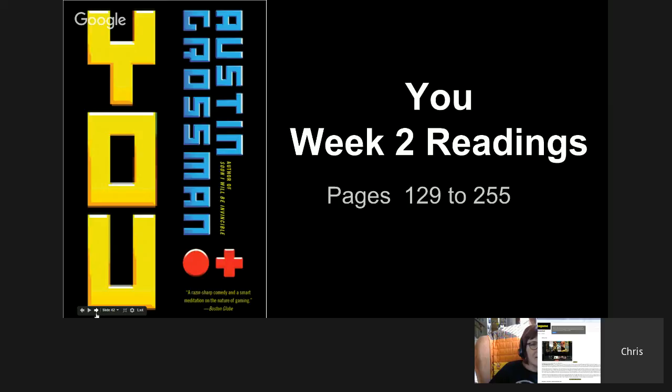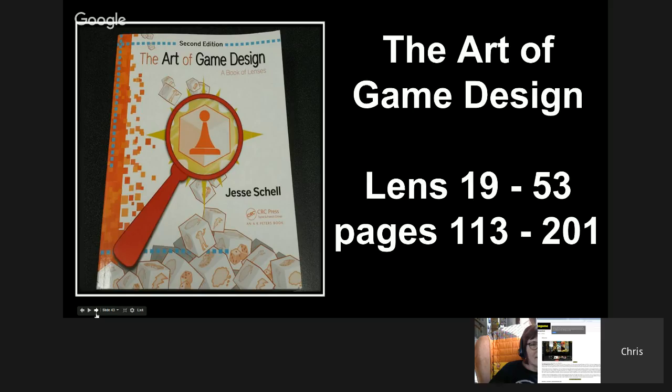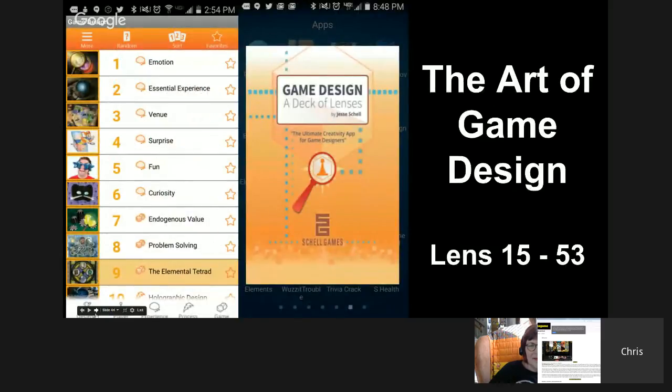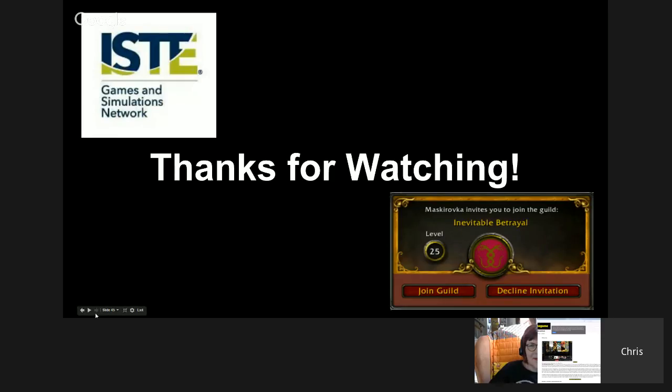For the next reading, it'll be pages 129 to 255. In The Art of Game Design, while it says lenses 19 through 53, we will go back and start actually at lens 15 so that we can look at that one a bit more. So that's about all for wrapping up. We'd like to thank everybody and keep reading your books in tandem.